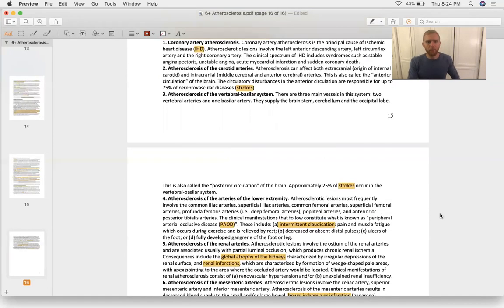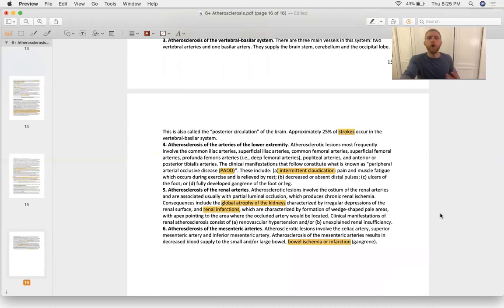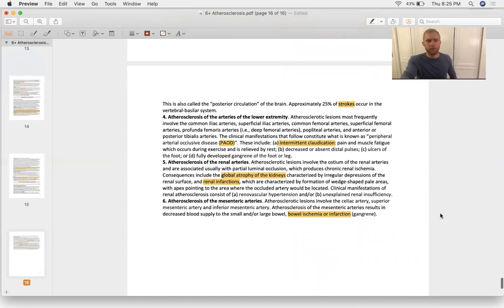You could get an atherosclerosis of the vertebral basilar system, and what that means is that the arteries supplying your spinal cord, man, are those things tiny, and an atherosclerotic thrombus, thromboembolism, or cholesterol embolism could certainly go into those arteries because they're right off of the vertebrals. 25% of all strokes occur in the arteries of the vertebral basilar system.